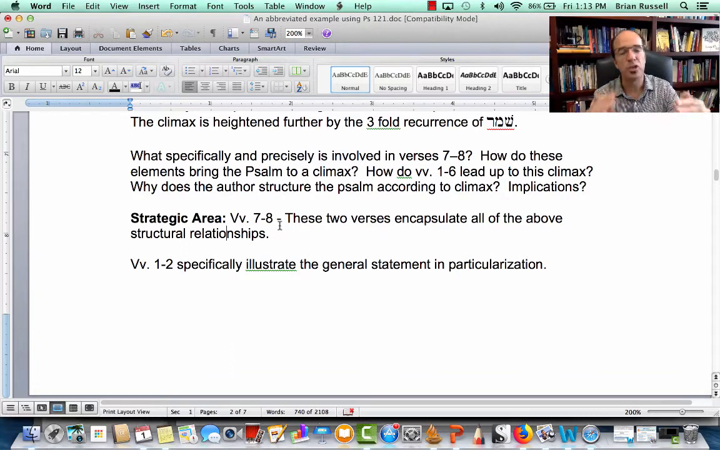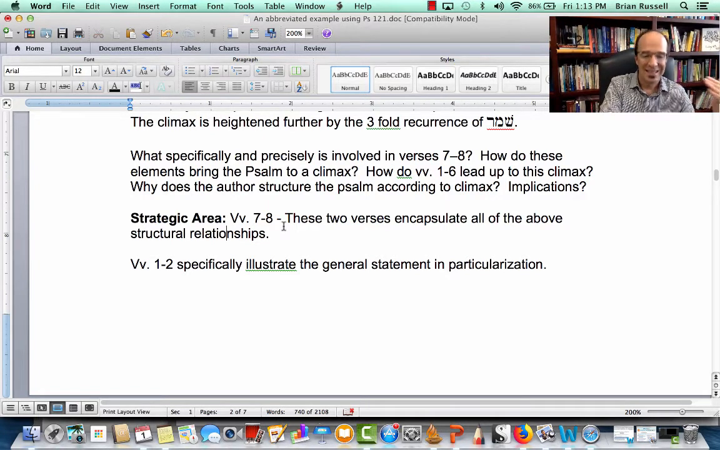And here's the whole thing. You just don't pick the verses that you like. You pick the verses that look as though they have the best opportunity to teach you the most that there is to know about the psalm. And all the structures overlap at verses 7 to 8. So that's a natural strategic area.